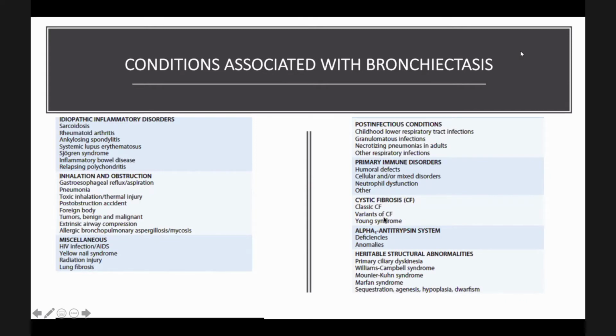It can be classic cystic fibrosis, variants of cystic fibrosis or Young syndrome, and another is alpha-1 antitrypsin deficiency, and other heritable structural abnormalities like primary ciliary dyskinesia, Williams-Campbell syndrome, Mounier-Kuhn syndrome, Marfan syndrome, and sequestration, agenesis, hypoplasia, and dwarfism. All these are the list. For ciliary disorders, you have to look for whether the patient has sinusitis, dextrocardia or not, or infertility or not. So these are all the syndromes that can be associated with bronchiectasis.